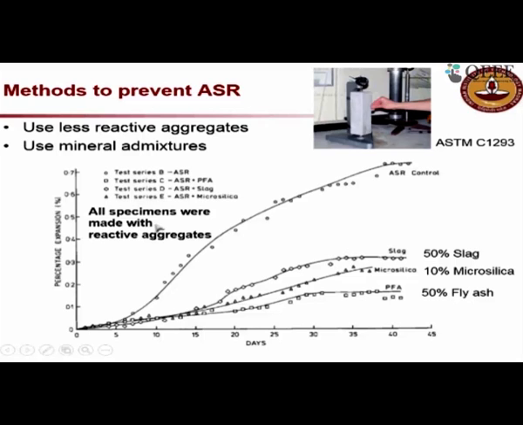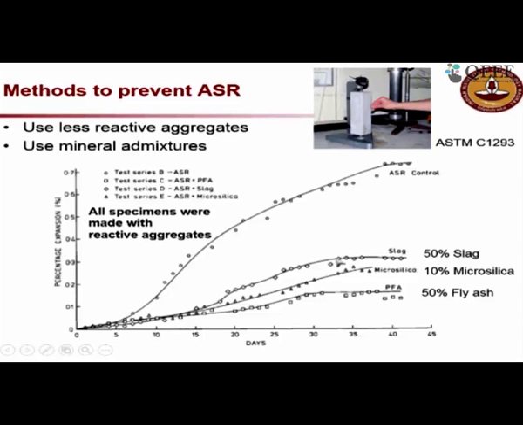So in this test, you have this concrete prism made out of ASR with reactive aggregates. Here, ASR in these graphs means that the aggregates used were reactive aggregates. That means you are inducing ASR into the specimen, or giving a good favorable environment for ASR to happen. So you have ASR reactive aggregates, and in test series B, you have OPC, or ordinary Portland cement. In test series C, you have fly ash also, in test series D, some replacement of slag, and in test series E, some replacement of micro silica.